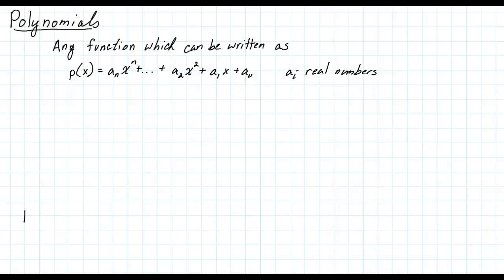Alright, so this week we're going to start off by talking about polynomials. And a polynomial is just any function which can be written in this form. You're going to have some constant times x to an integer power, and that integer power is always going to be positive. So n is an integer greater than or equal to 0. All right?